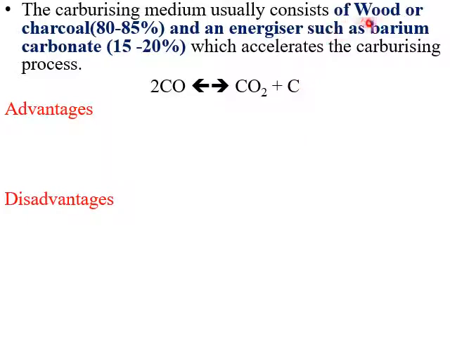Here we are going to have the medium as wood charcoal and an energizer such as barium carbonate. We are going to have 80% charcoal, and in order to act as a catalyst, we are going to have barium carbonate, which will be 15 to 20%. The charcoal will liberate the carbon rich atoms, which in turn diffuse into the surface of the specimen.